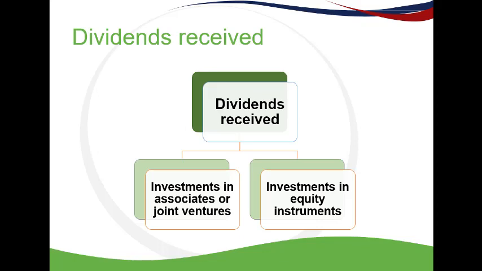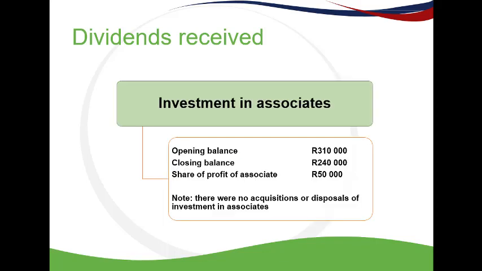Now let's start with dividends received. The movement in the investment in associate or joint venture account or equity instruments can be used to calculate either dividends received, investments acquired, or disposed of during the year. The information given in the scenario should lead you in determining what to calculate.